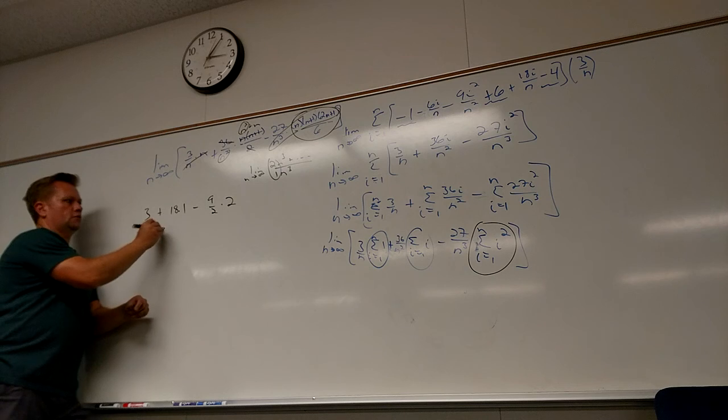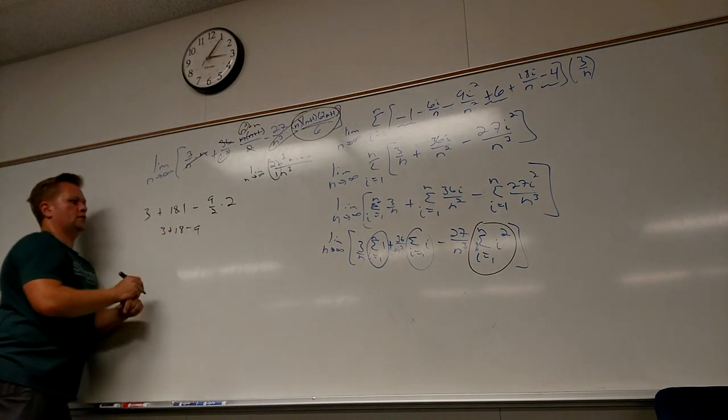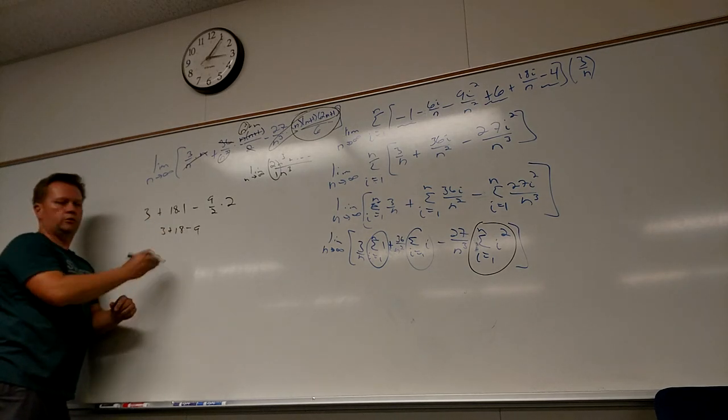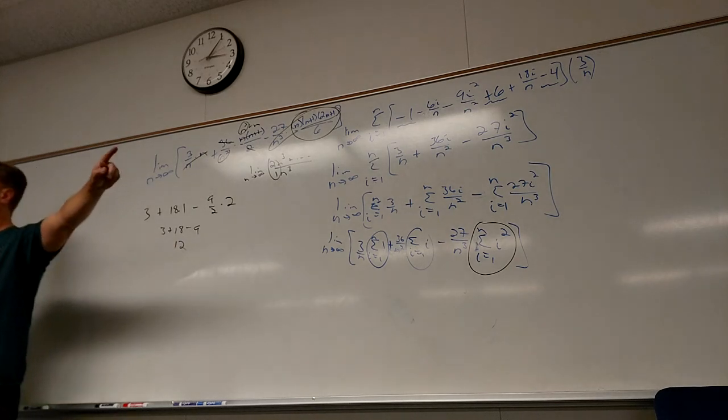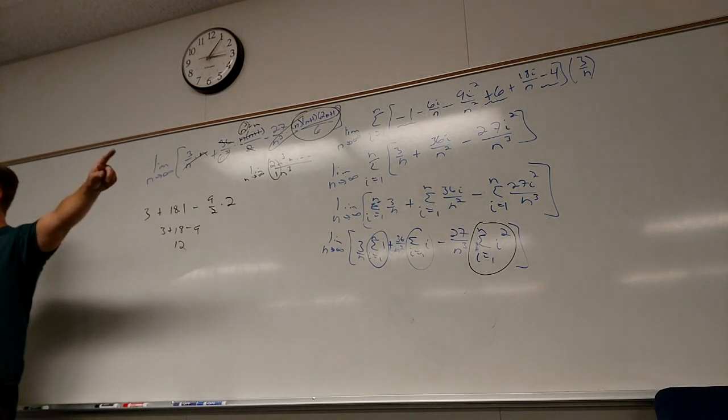I get 3 plus 18 minus 9. 21 minus 9 is 12. Wasn't that the exact answer we got on the calculator for that? Do you remember that?